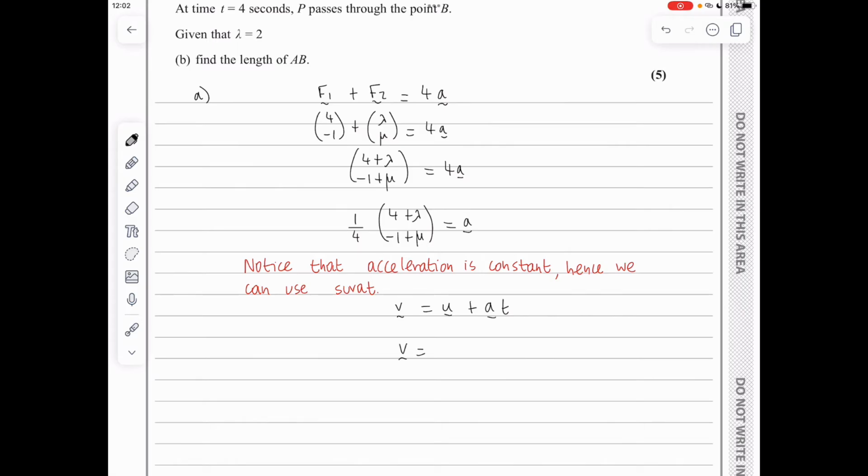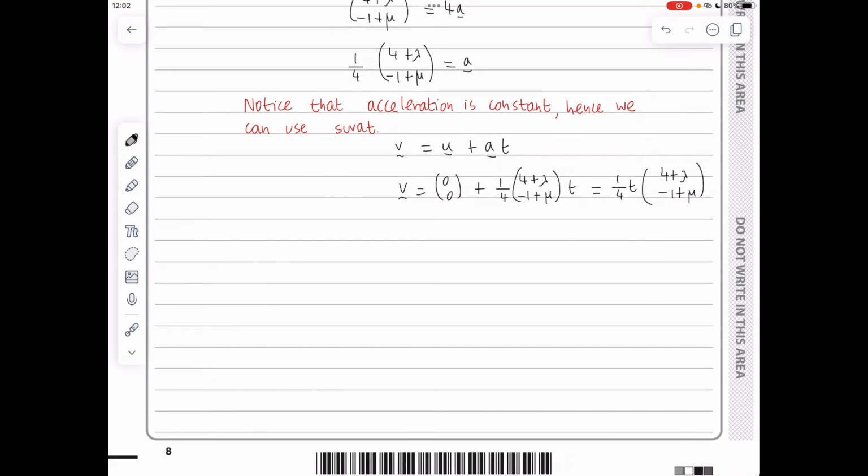It was at rest, so this is 0, 0, plus the acceleration, which is a quarter, times (4 plus lambda, minus 1 plus mu) times t, and this is equal to a quarter t (4 plus lambda, minus 1 plus mu). We know that the direction stems out of the velocity, so in other words, we've got a quarter t (4 plus lambda, minus 1 plus mu) being parallel to the vector (3, 1), and therefore the ratio of the i and the j components must be the same.